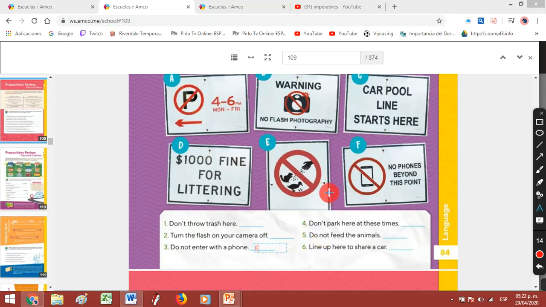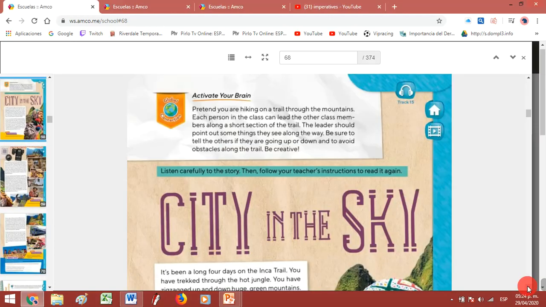The other one, okay, warning, no flash photography. Okay, I think the imperative sentence can be turn the flash on your camera off. Okay, so I am going to put here the letter B. Okay, very good. It's easy now. So continue do it by yourself, and then I will check it.